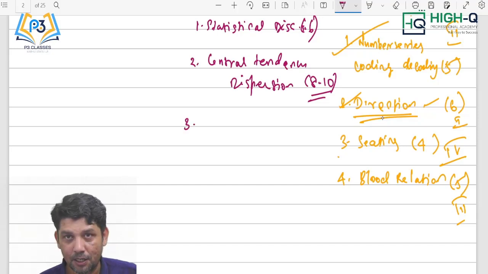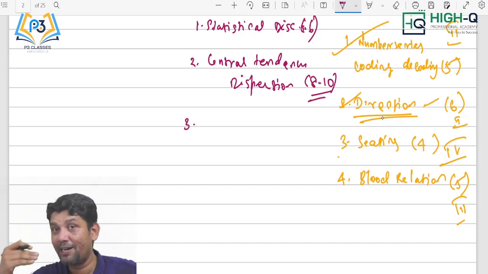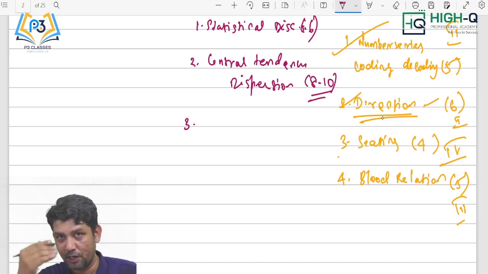Third one. I'm just going with priority-wise preparation, okay? I'm not going with your institute material order. I'm prioritizing the topic.